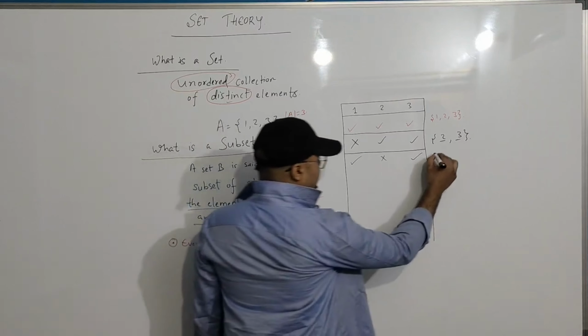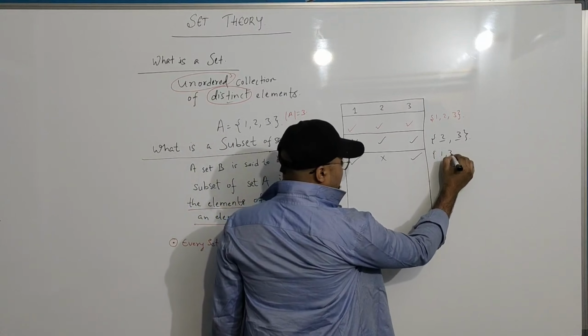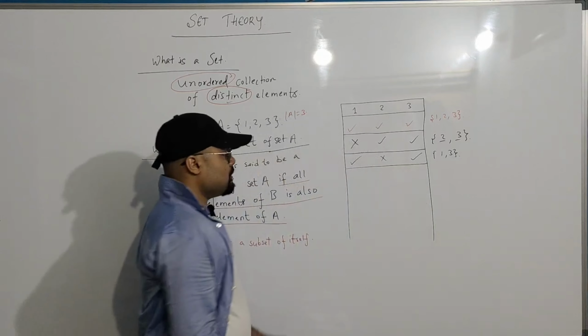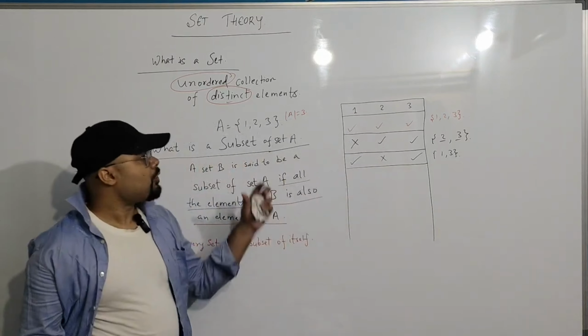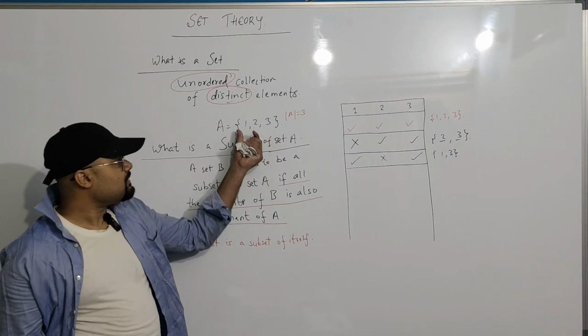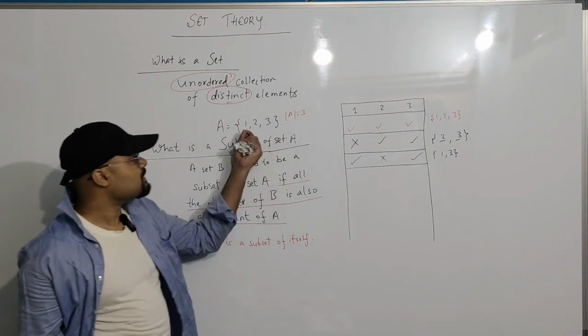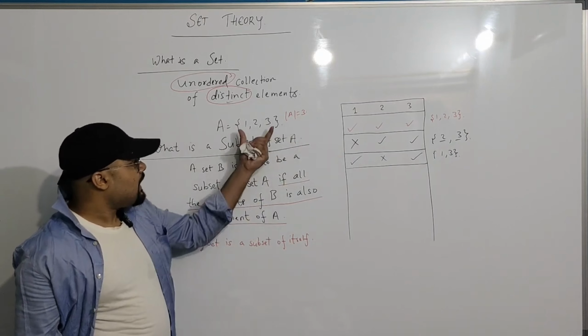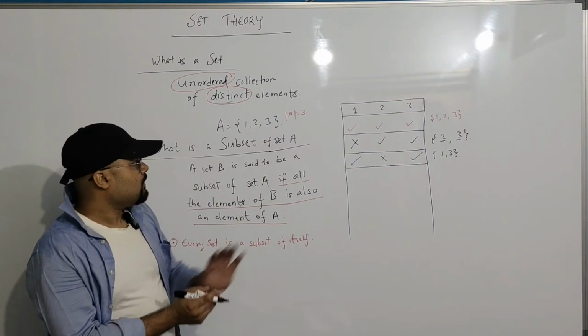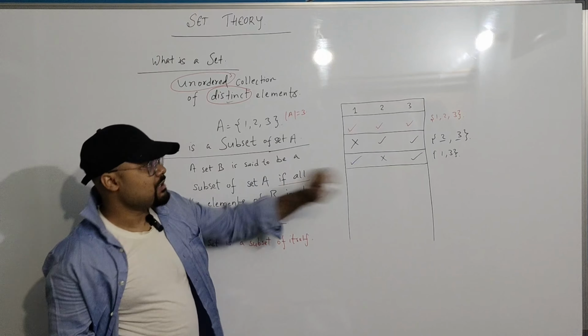If I don't select 2, then I get another subset, which is 1 and 3. So as you can see, to form a subset, for every element of A you have 2 choices: either this element is in your subset, or this element is not in your subset. And because of this, you are getting different combinations.